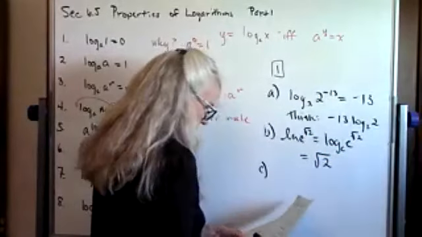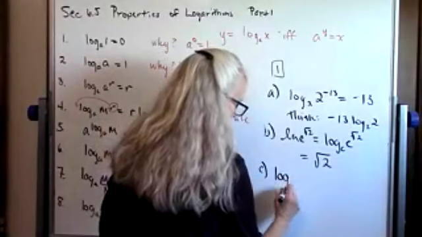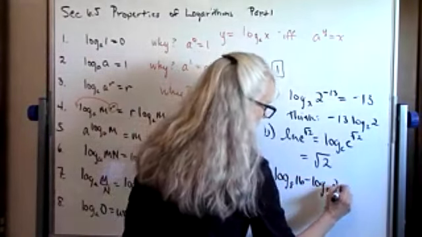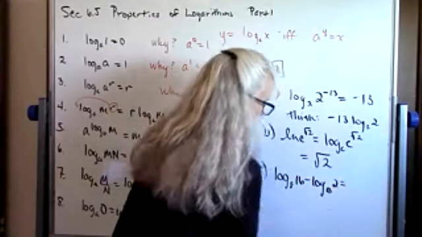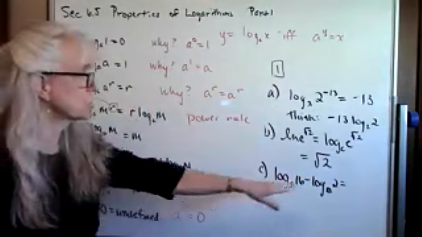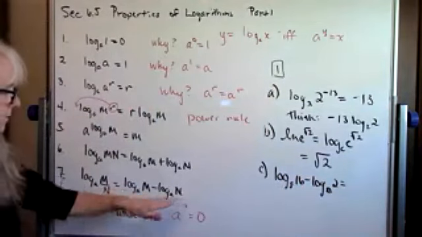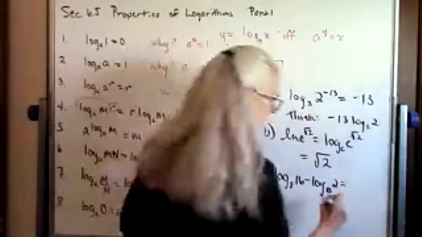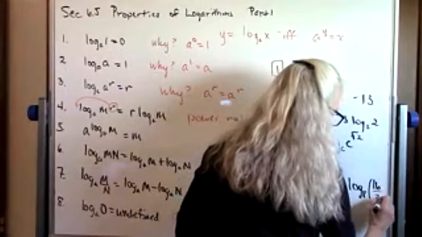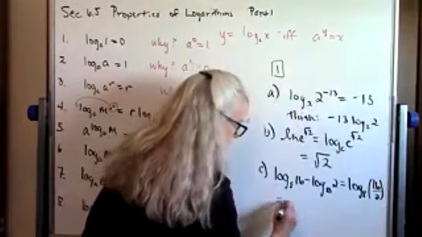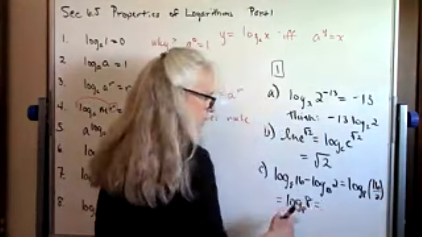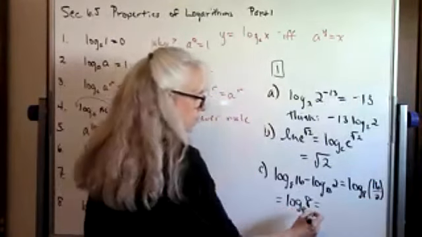Part C in that problem says, what about log base 8 of 16 minus log base 8 of 2? Well, we've got two separate logs separated by a minus, so it's the difference of two logarithms. We're going to use property 7 to combine them into a single logarithm. This would be log base 8 of 16 divided by 2. Well, 16 divided by 2 is 8, so that's log base 8 of 8. Again, if the base and the argument are the same, you're left with a 1.